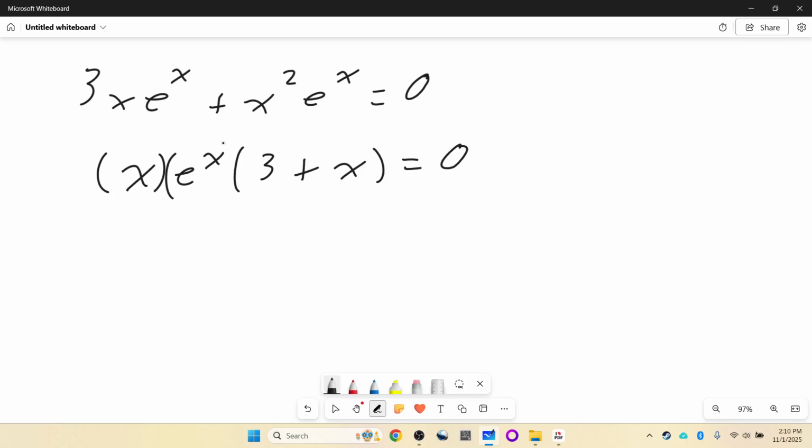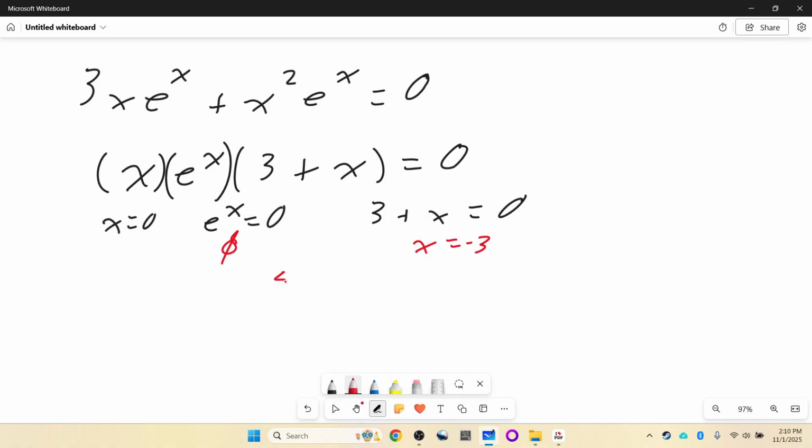So we've got three factors here, really. x equals 0, e to the x equals 0, or 3 plus x equals 0. Well, this one's already solved. This one has no solution. e to the x cannot be made to equal 0. This one has x equals negative 3. So my solution set is 0 and negative 3.